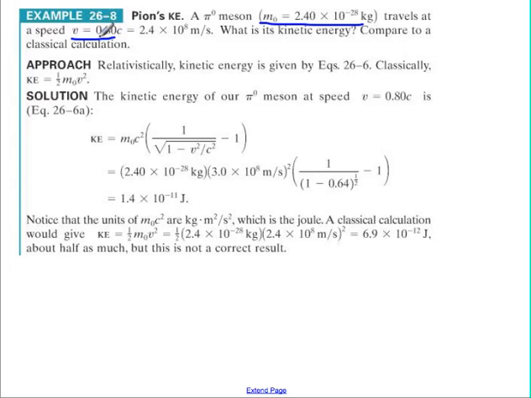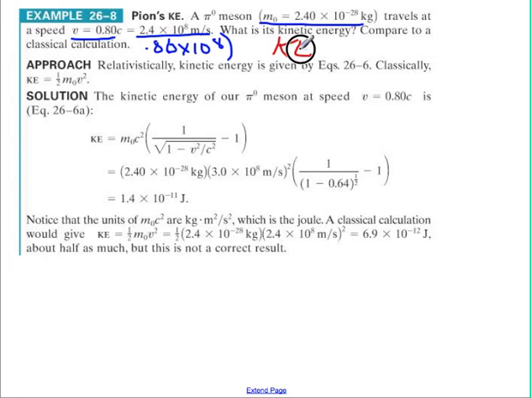That means 80% of the speed of light. So they actually calculated that. How did they calculate it? They went 0.8 times, if we did it, it'd be 0.8 times, and you need to memorize, of course, the speed of light is 3 times 10 to the 8th. So that gives you 2.4 times 10 to the 8th. Okay, so what we're supposed to do is calculate its kinetic energy.